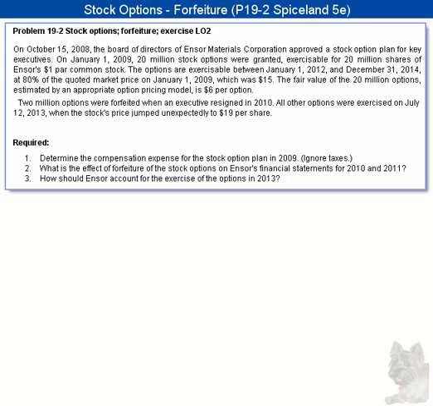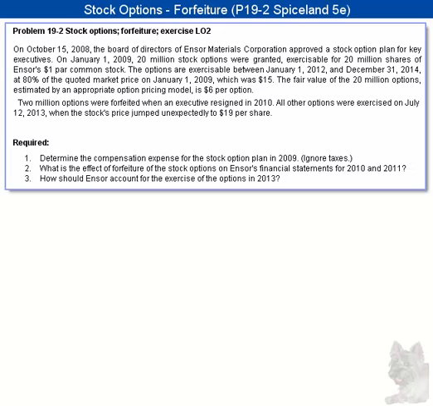The fair value of the 20 million options, estimated by an appropriate option pricing model, is $6 per option. 2 million options were forfeited when an executive resigned in 2010. The other options were exercised on July 12, 2013, when the stock's price jumped unexpectedly to $19 per share.